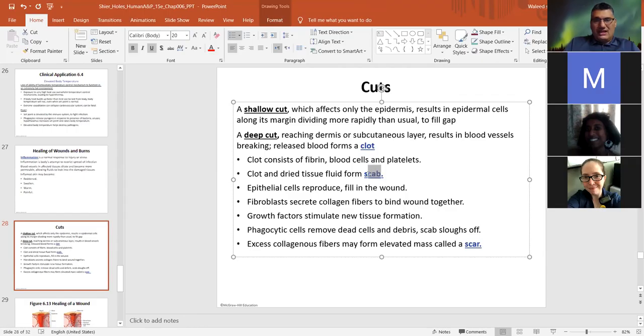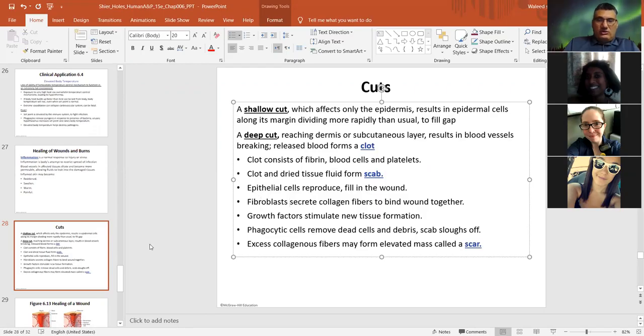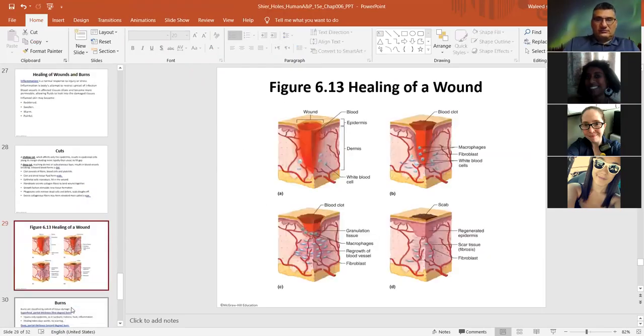called the scab. The scab is that dark brown, firm cover of your wound that you're not supposed to remove. It will stay until the underlying tissues replace themselves, and then it will fall off anyway. The fibroblast is going to help you with that, giving you the collagen fibers in order to regrow, and then the epithelium underneath is going to grow. If this scab becomes too much or permanent, like you have a lot of collagen fibers, this is called a scar.